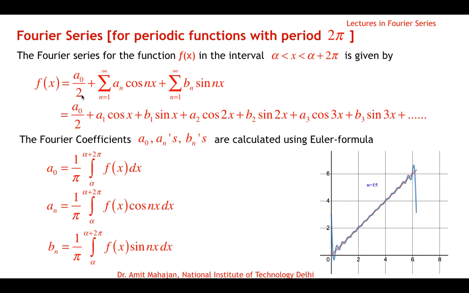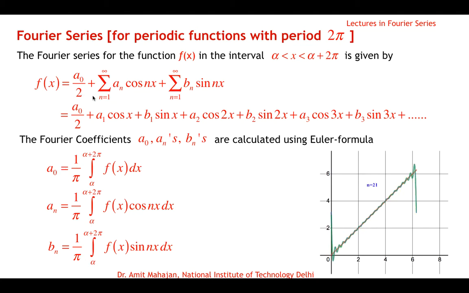I said that we have written the constant a naught specifically as a naught by 2 for one reason, to make these formulas symmetric. If I simply use a naught here, then this formula will change. Just to keep the symmetry of 1 by pi, we use the constant a naught by 2. So let us first prove that these three Euler formulas are true and actually give the value of the coefficients.